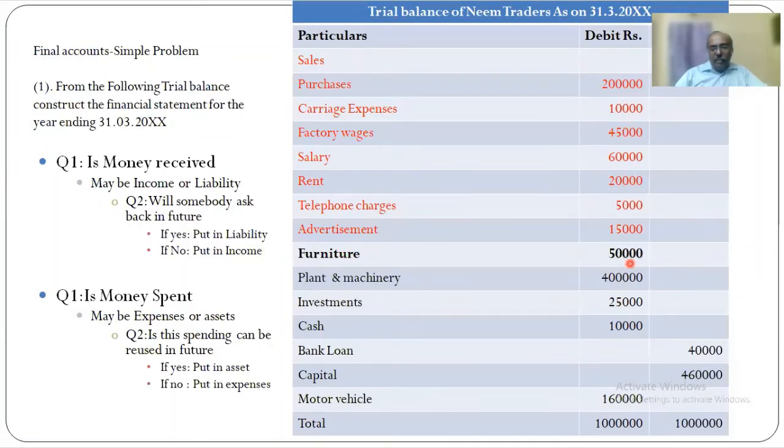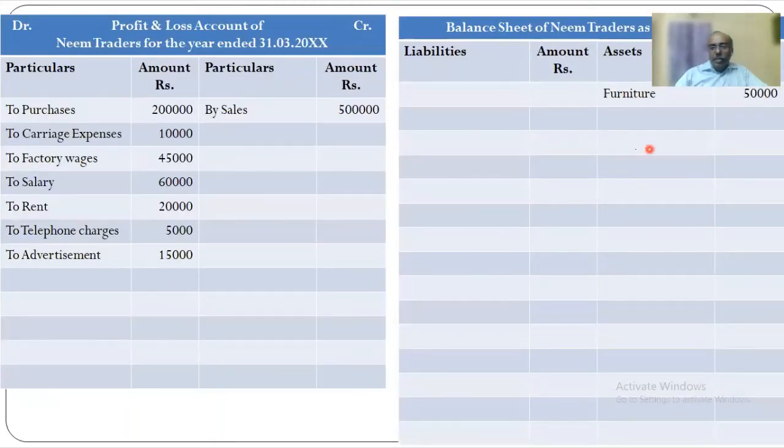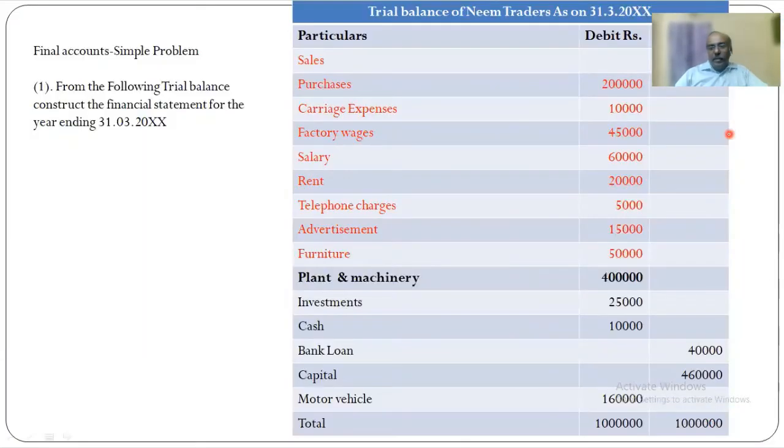Then furniture, 50,000 rupees. Is it money received or spent? Here money is spent. First question, money is spent, but can I use this furniture for next year? Yes, we can very well use the furniture for next year. This money is spent, and the asset remains with us, so we can use it. Since we can reuse it, we are not going to put it in the expense side. We are going to put it in the asset side of the balance sheet. This is how we are supposed to identify in which compartment each and every item will go.